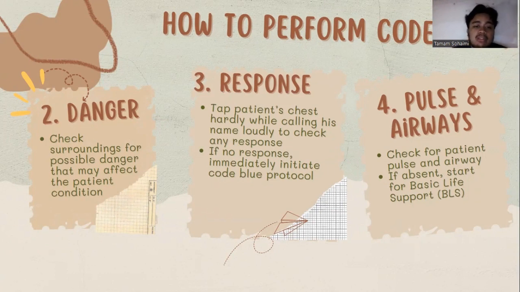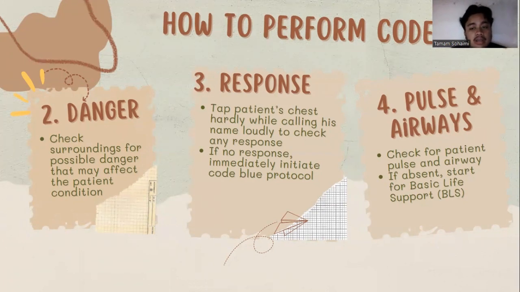Number 3 is response. Tap the patient's chest hard while calling his name loudly to check for any response. If there is no response, immediately initiate the Code Blue protocol. If there is only one CVT attending to the patient, immediately shout loudly, Code Blue, Code Blue, Code Blue, so that everyone in the hospital can hear that someone is having an emergency.